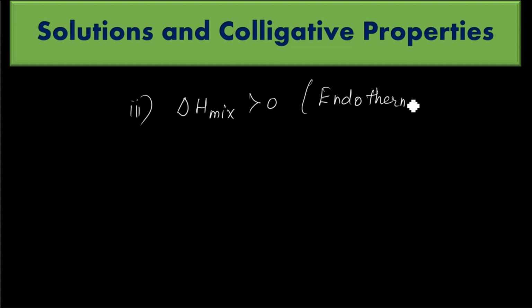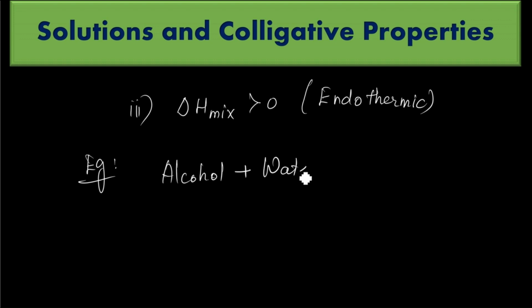Then the third condition, enthalpy change, delta H mix is greater than 0, which is an endothermic process. Heat absorbed. Right. So what is an example for this scenario? Mixing of alcohol plus water. Guys, examples are also equally important. Please note it down. Alcohol plus water, because the hydrogen bonding in pure water is stronger than in the mixture.